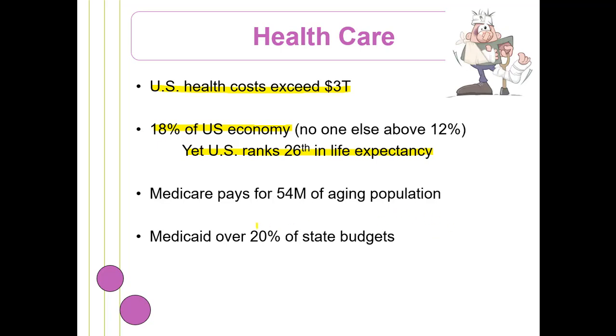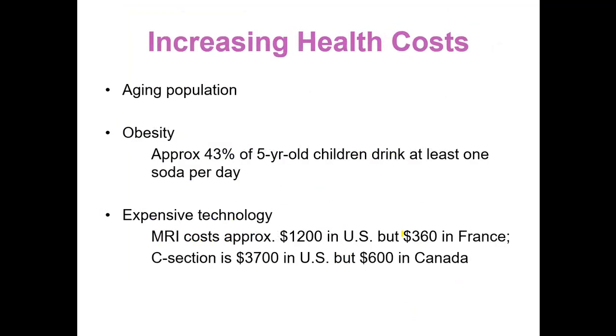Medicare pays for a big chunk of the aging population, and of course that is part of our social insurance program. But because costs continue to go up and up and up, that just means the federal expenditures are going to go up and up and up, because the federal programs just have to pay what those health costs are. And Medicaid is already at about 20% of states' budgets and will continue to increase as long as health care costs continue to go up.